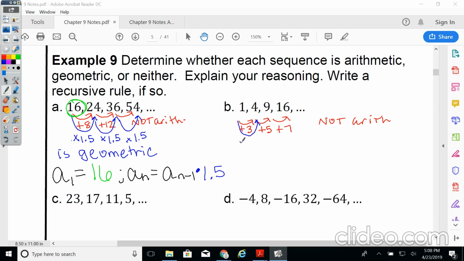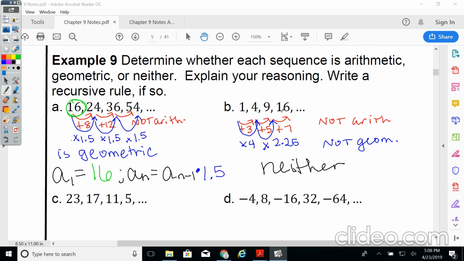1 times 4 is 4. But then if I do 4 times 4, I would get 16. To get the 9, 9 divided by 4 is 2.25. And right there, I know it's not the same. So it's not geometric either. So we just say that this one has neither sequence, arithmetic nor is it geometric.